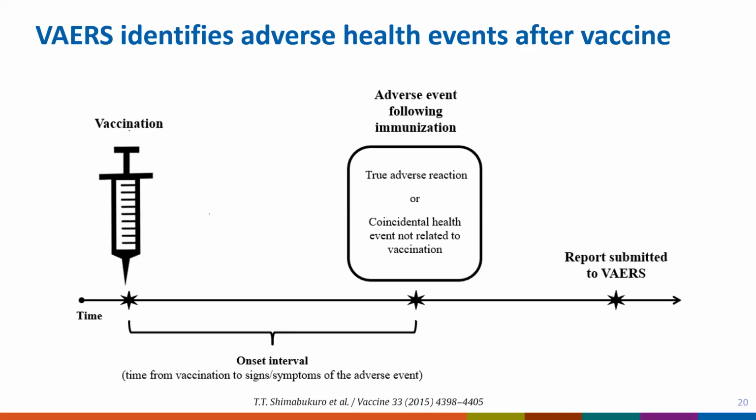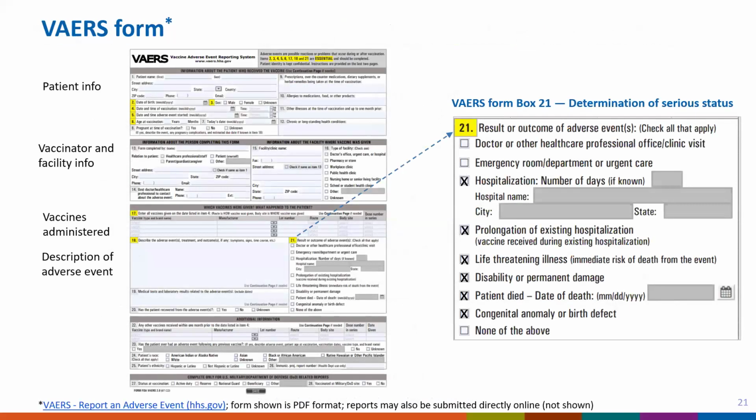There really isn't a denominator. There is not a denominator for vaccinees, nor is there an unvaccinated control group. So again, the data can only be used to generate hypotheses, not to test them. And this is just a screenshot of the VAERS form. It's fairly lengthy, and individuals can fill out as much of it as they'd like and submit it to the CDC.